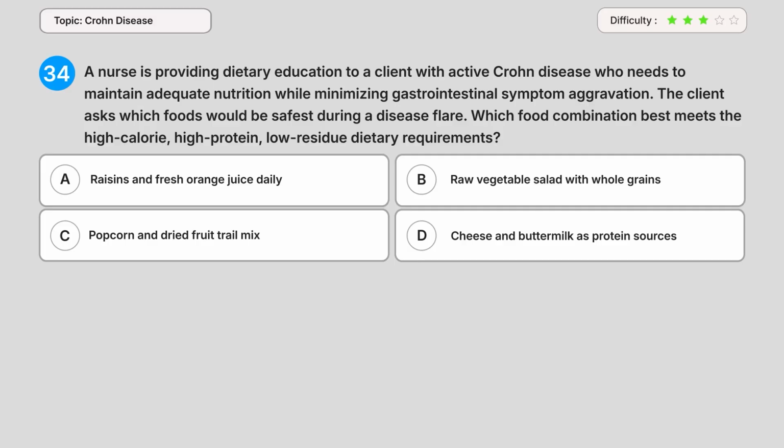A. Raisins and fresh orange juice daily. B. Raw vegetable salad with whole grains. C. Popcorn and dried fruit trail mix. D. Cheese and buttermilk as protein sources. Do you know the answer?